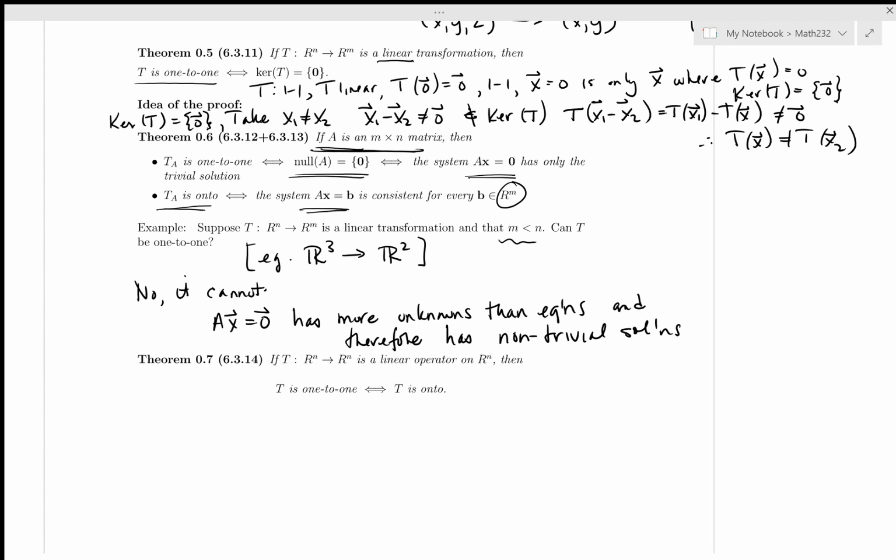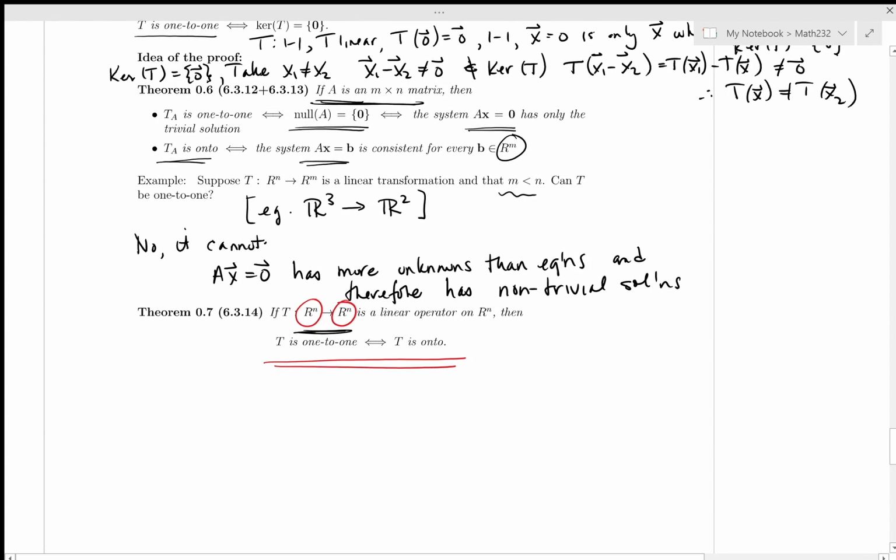Now, important thing to note, this statement is about Rn to Rn. So we're talking now about a square matrix. If we've captured the transformation in a matrix, it is square. And it's a linear operator. We're in linear algebra. And here's the statement. If T is 1 to 1, then T is onto. If T is onto, then T is 1 to 1. That is the case when we have Rn to Rn. If we have Rn to Rm, then you cannot make this statement.